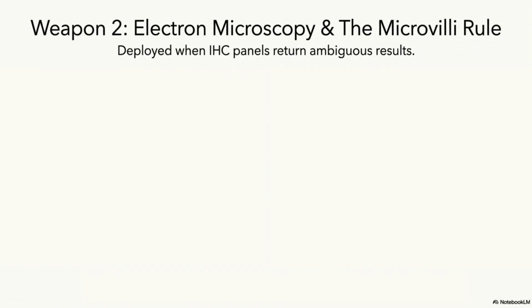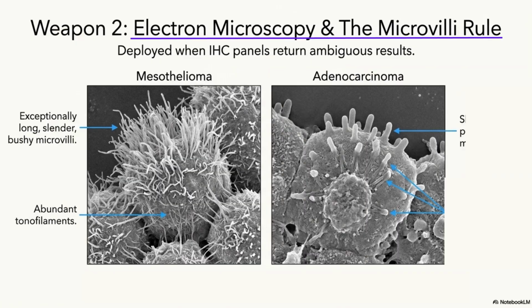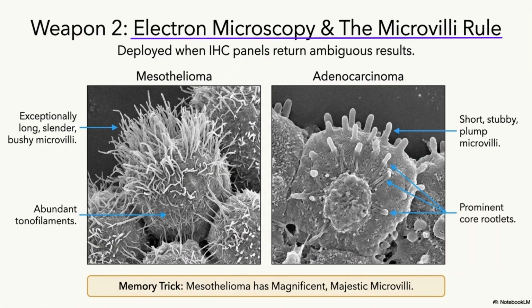When IHC panels return ambiguous results, we deploy Weapon 2, electron microscopy, and the microvilli rule. For mesothelioma, you will see exceptionally long, slender, bushy microvilli with abundant tonofilaments. For adenocarcinoma, the microvilli are short, stubby, and plump with prominent core rootlets. Here's your memory trick. Mesothelioma has magnificent, majestic microvilli.